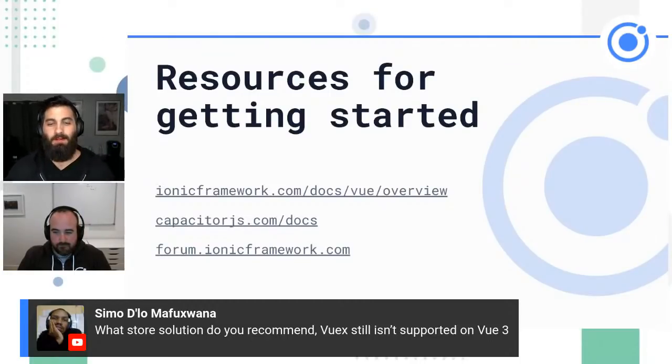Vuex still isn't supported on Vue 3. I don't necessarily know too many state management solutions for Vue other than Vuex. You could build your own. I think Vue gives you pretty much the same APIs that are available in other frameworks that encourage you to make your own state management solution. You could do something with refs, with different solutions that are all kind of made up on your own, and get pretty far with just that.